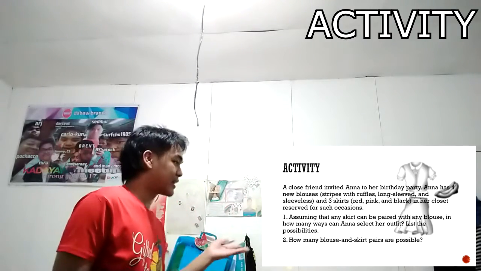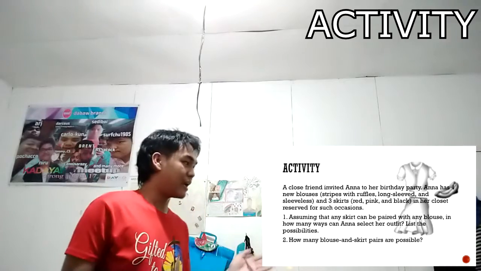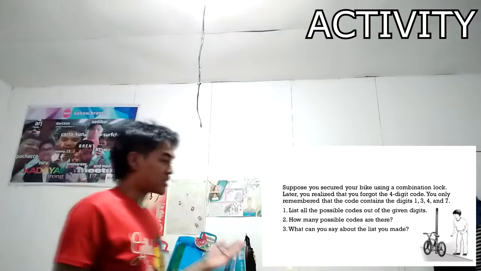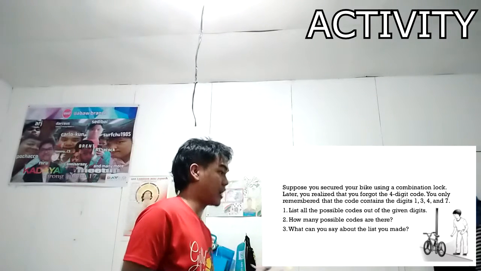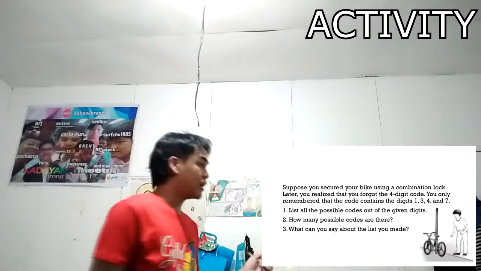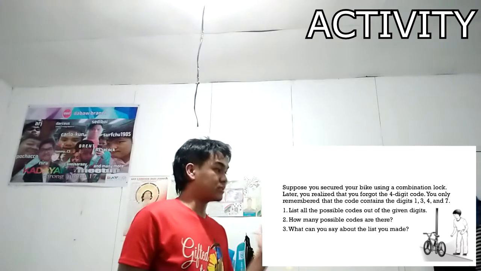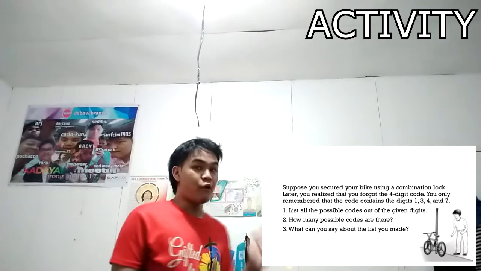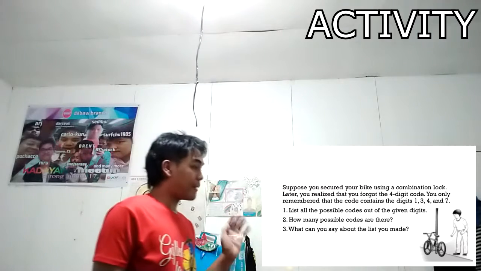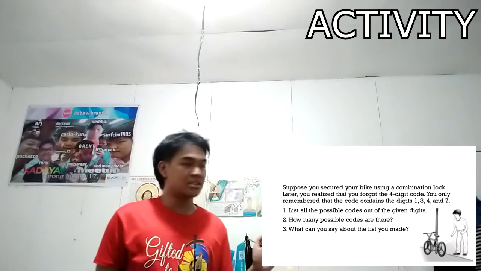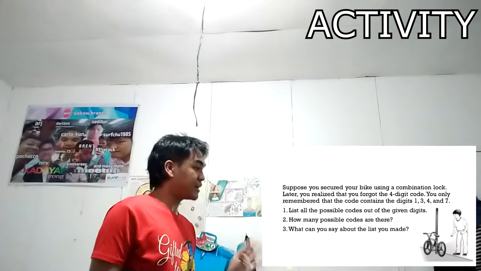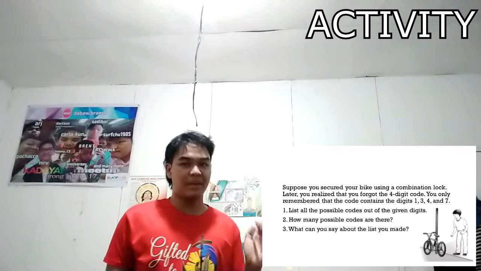Now, your answer is correct. Yes, you have the correct answer. Now, let's have the second question, which is, suppose you secured your bike using a combination lock. Later, you realize that you forgot the 4-digit combination. You only remembered that the code contains the digits 1, 3, 4, and 7. Now, the questions are, list all the possible codes out of the given digits. Number 2 is, how many possible codes are there? Number 3, what can you say about the list you made?